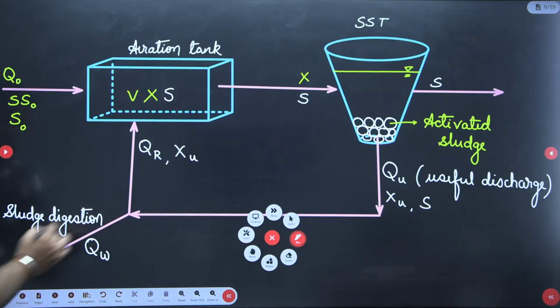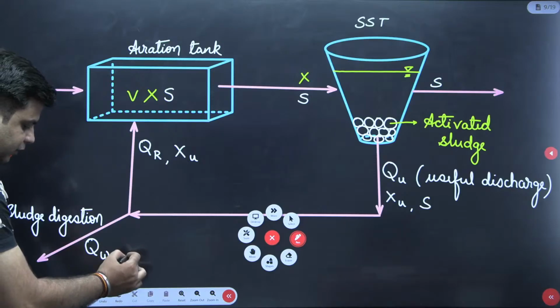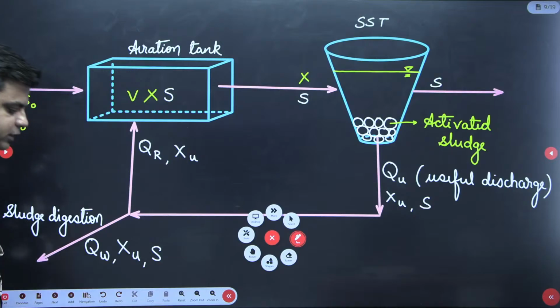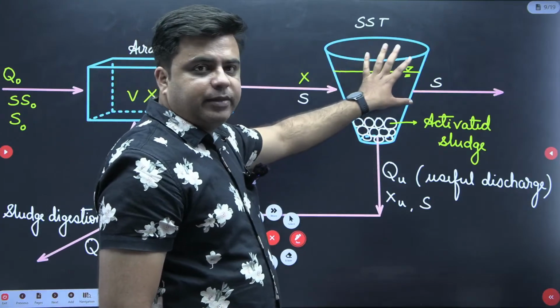This is taken to sludge digestion beds, or simply sludge digestion. The amount of MLSS that will go along with this QW will be XU, and the BOD of this is S. You can see here, BOD is not changing in the secondary sedimentation tank.